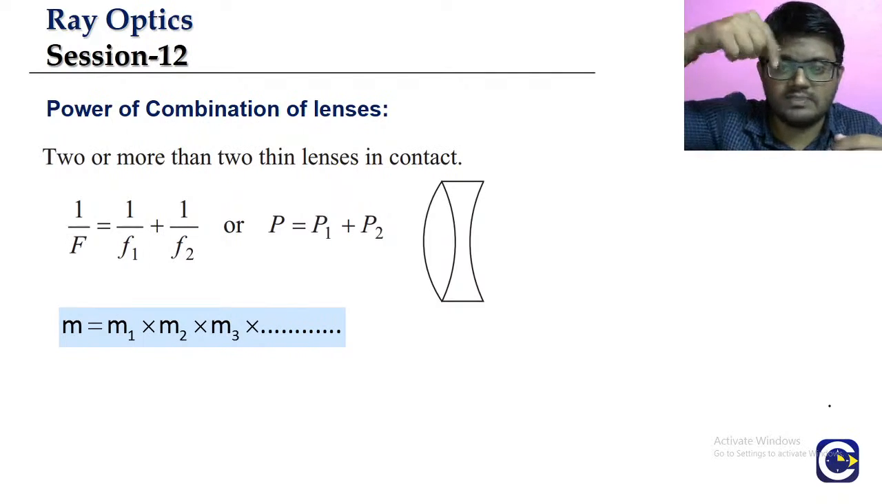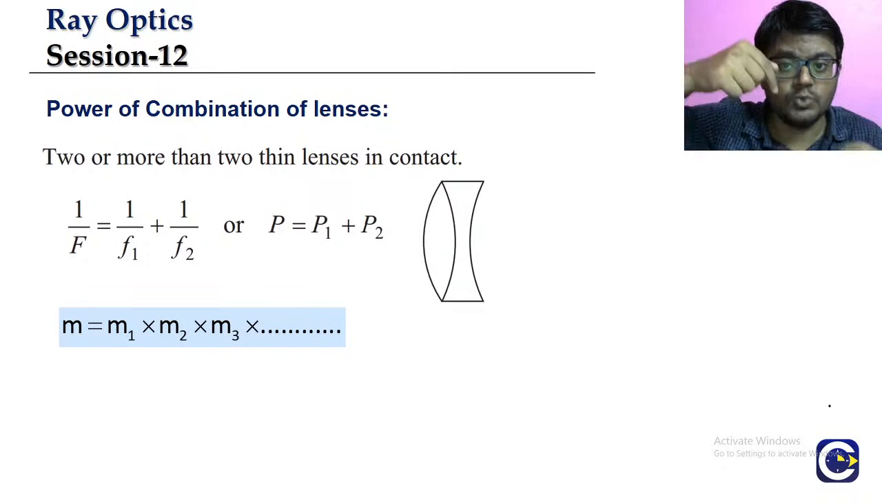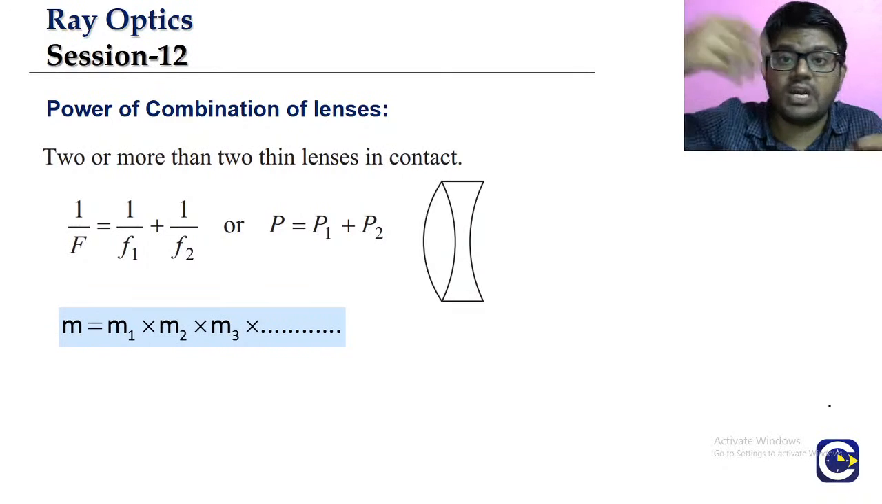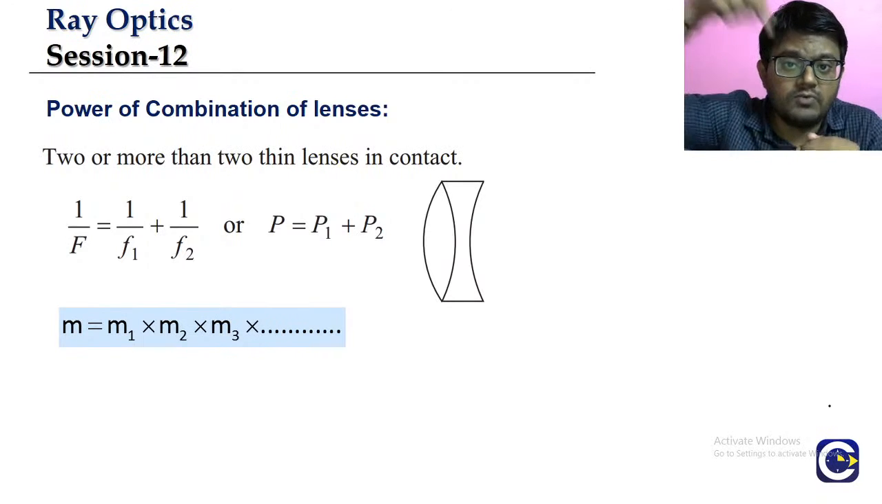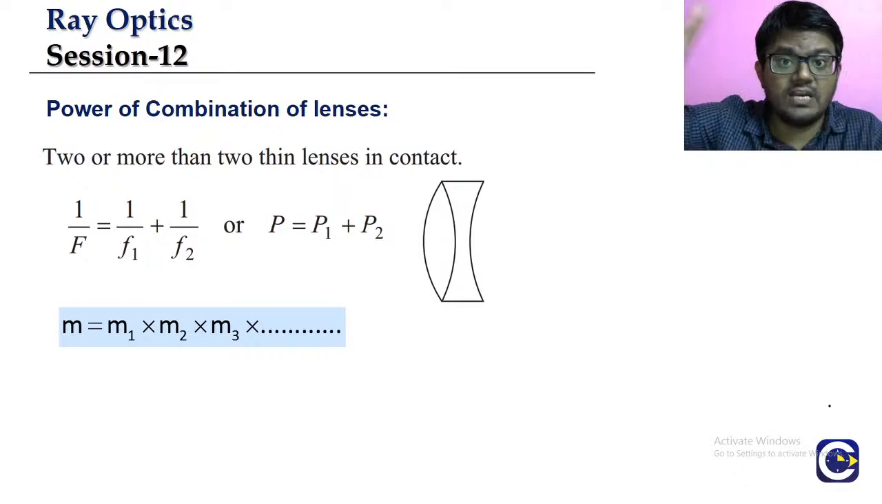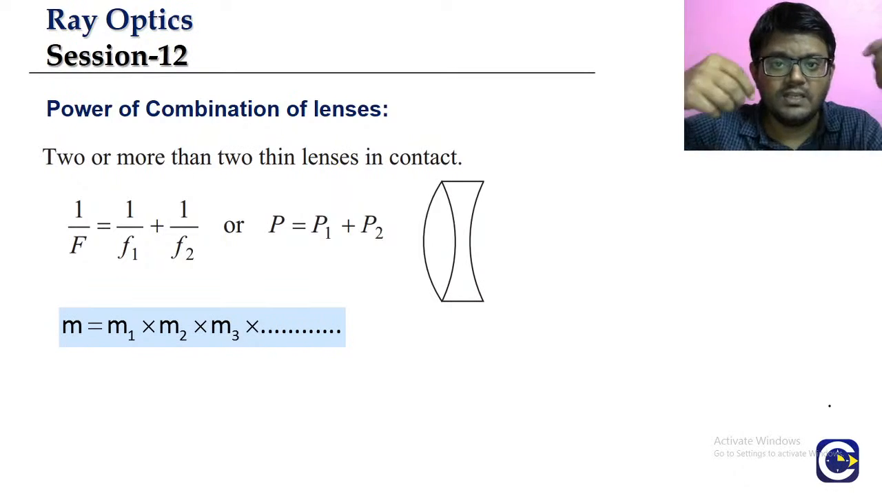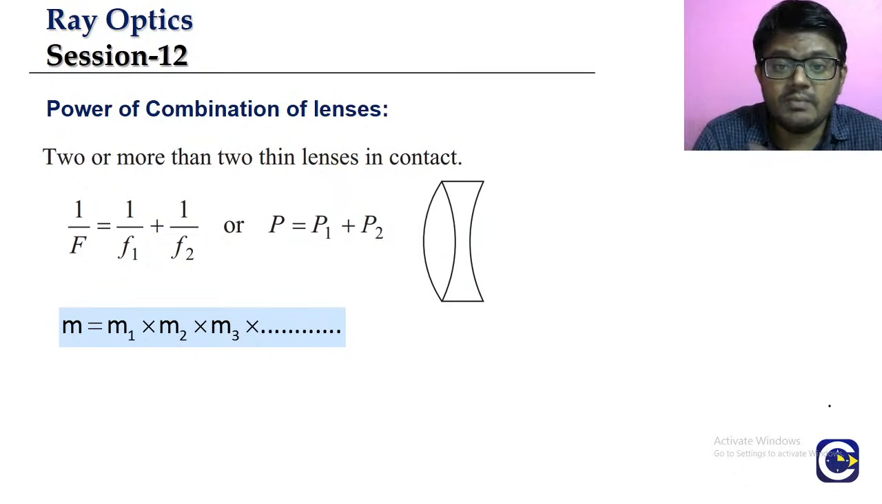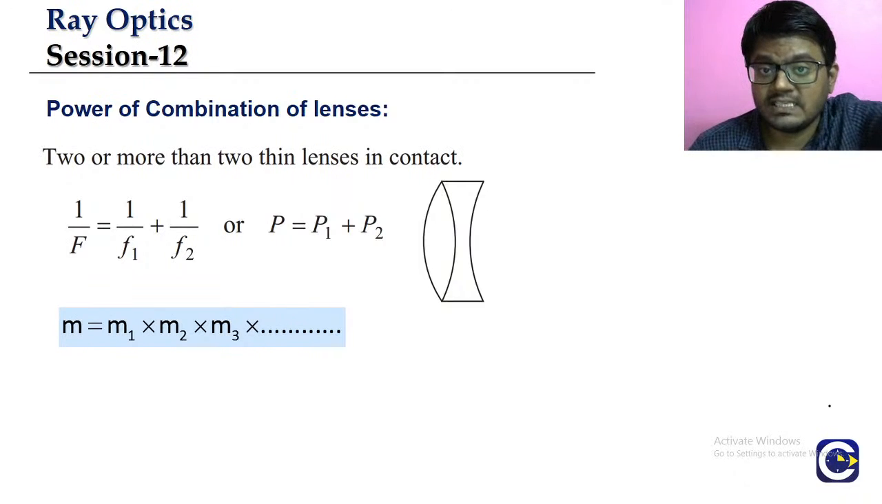Like they'll put one lens, maybe -2 power. If you say that you are not able to see the things properly, they'll put one more small lens, add -0.5. If you say still not clear, they'll put one more. Like that they will keep making combinations till you say that you are able to see the things clearly.